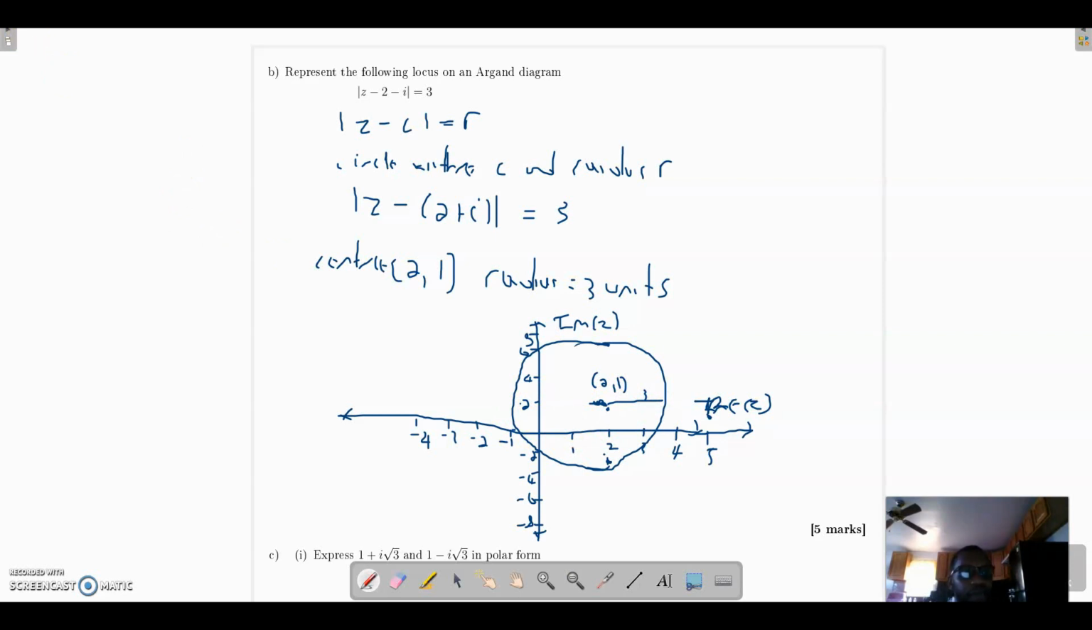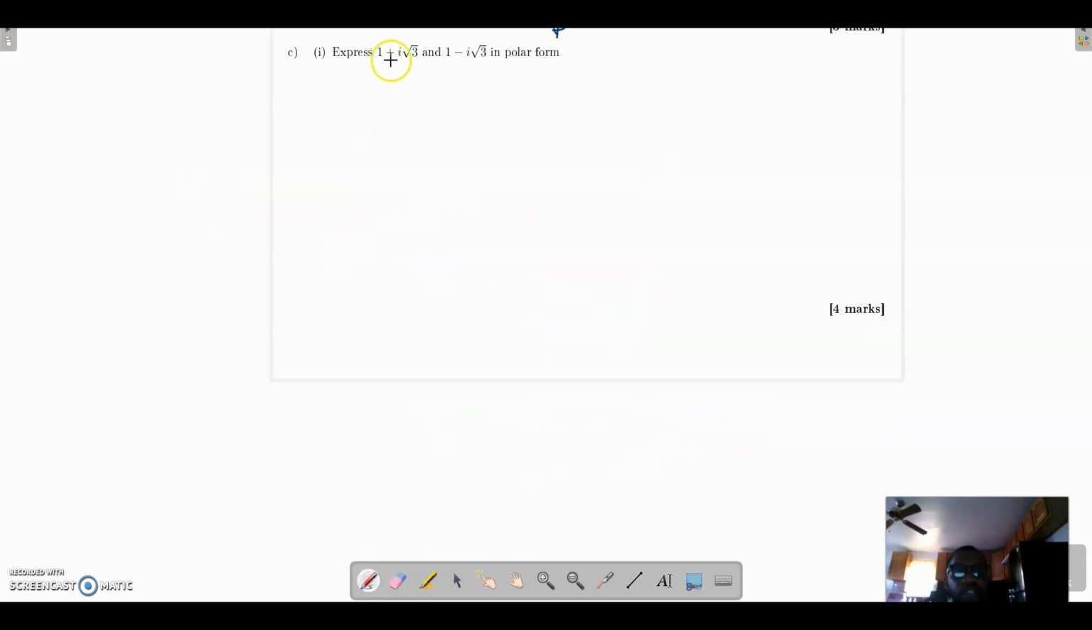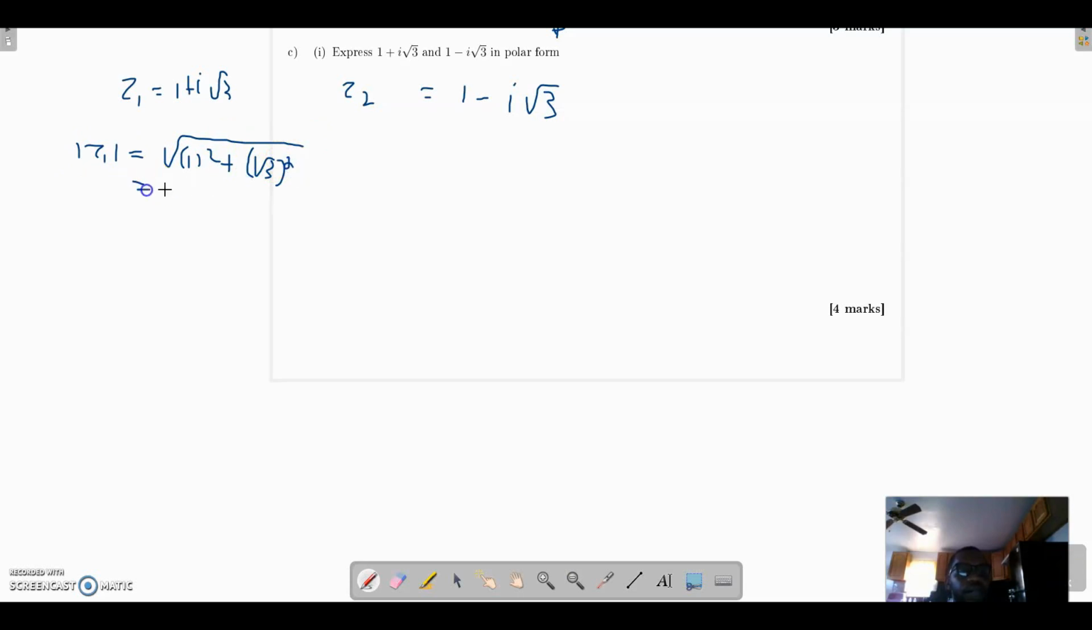Now we move on to part C. Part C says express 1 plus i root 3 and 1 minus i root 3 in polar form. All right, so if I'm going to put them in polar form, first thing I need is a modulus and the argument for each. So I'm going to call z1 equal 1 plus i root 3, and I'm going to say z2 is equal to 1 minus i root 3. Now let's start with z1. Modulus of z1 is equal to the square root of 1 squared plus root 3 squared. All right, if you put all that inside of your calculator, you're going to end up with 2.